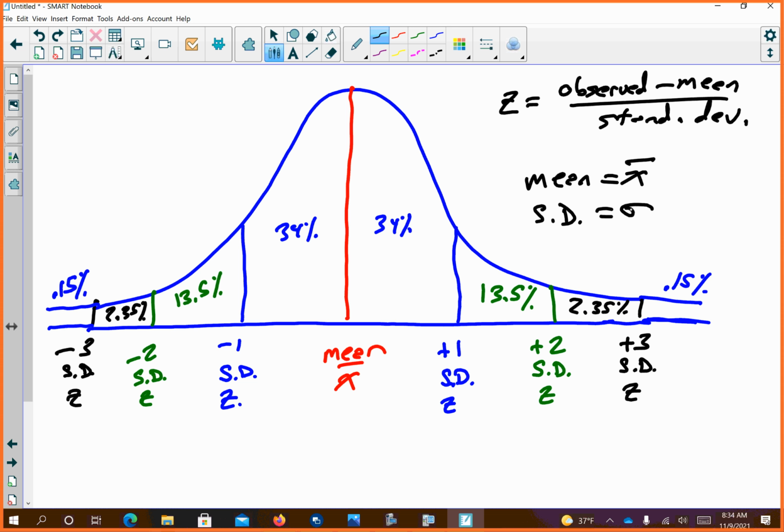Let's see what else is on this quiz. There's very little. Oh, what does it mean if I get a z-score and the z-score happens to be negative? Does it mean it's a bad answer? What does a negative z-score mean? Yeah, it's on the left side of the mean.